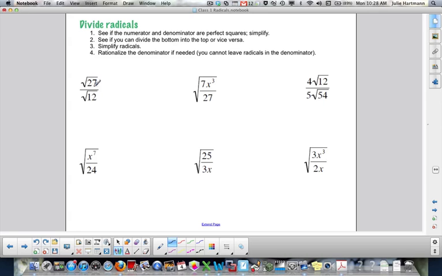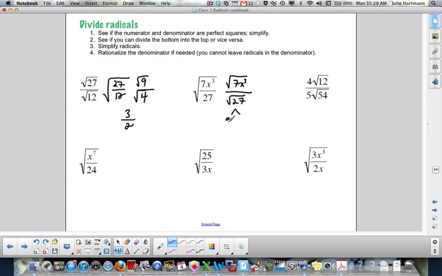Okay, so looking at this first one, root 27 and root 12, remember that can be written like this. So you can simplify, 3 goes into each, 3 goes into 27 9 times, 3 goes into 12 4 times. We can divide it up, the square root of 9 is 3, square root of 4 is 2. So 3/2 is your answer. Alright, the next one cannot be split up, cannot be reduced, so I'm just going to split it up and look at each one separately.